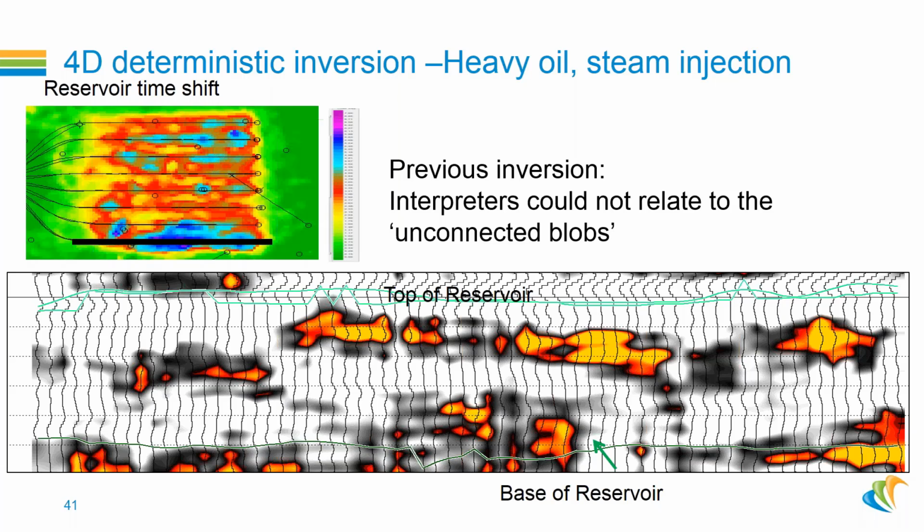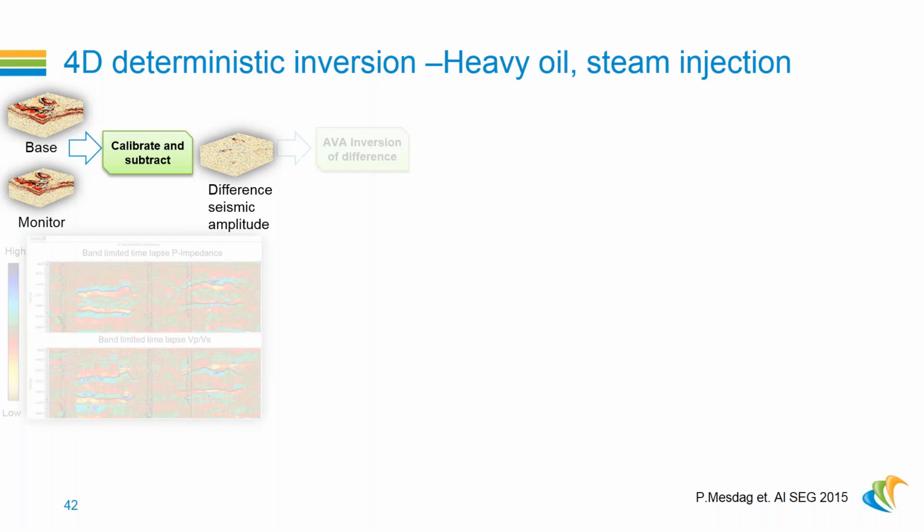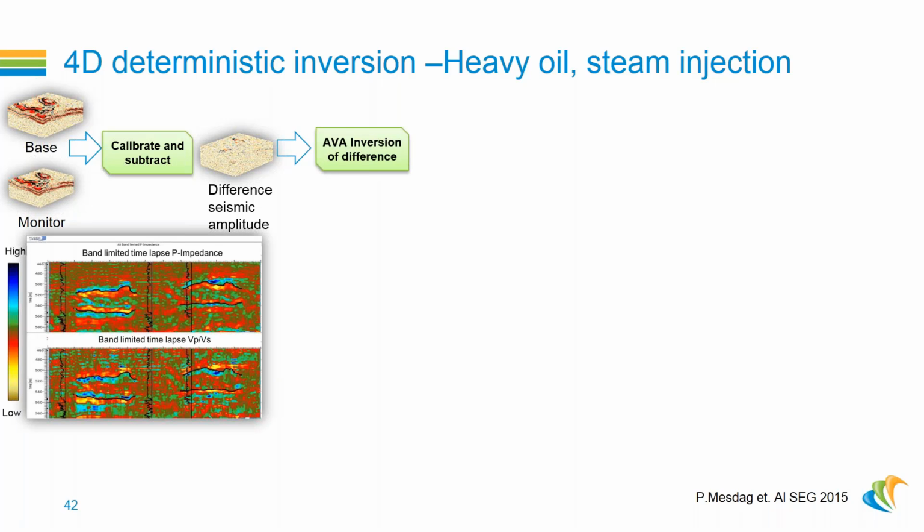So the next step was to use this base and monitor, calibrate and subtract them. All the calibration process was done, and we got this difference seismic amplitude. So we can do inversion on the difference seismic. We can get this band limited acoustic impedance and Vp/Vs, for example. And you see that the top and base of the reservoir is illuminated using this band limited time impedance and band limited time Vp/Vs ratios.